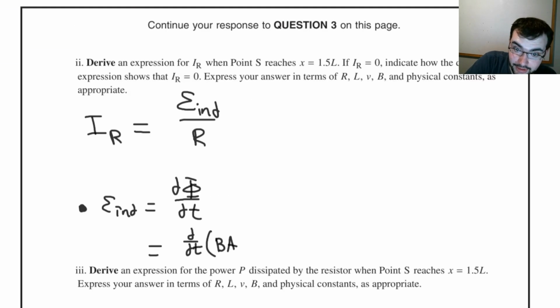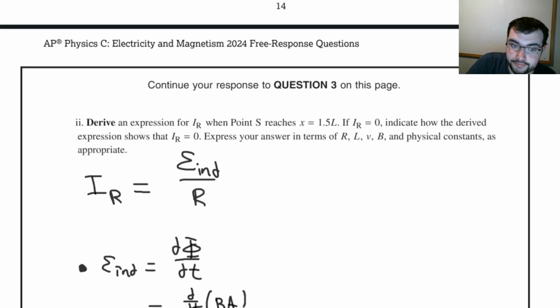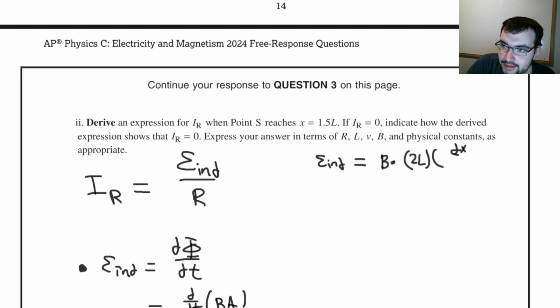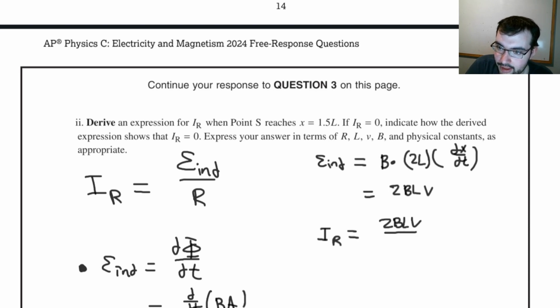So E induced is equal to B times 2L times dx dt, which is equal to 2BLV, because dx dt is defined to be V. So we get I through the resistor is 2BLV divided by capital R.